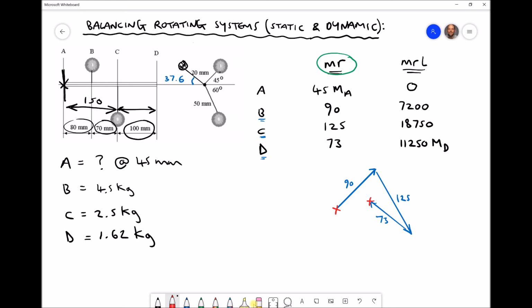So let's add a couple of angles on here. We have 45 degrees for vector B. We have an angle here of 60 degrees for vector C, and an angle here of 37.6 degrees for vector D. So let's find the sum of our x components and the sum of our y components then. The sum of the x components is the x component of vector B, or the x component is going to be 90 cos 45.